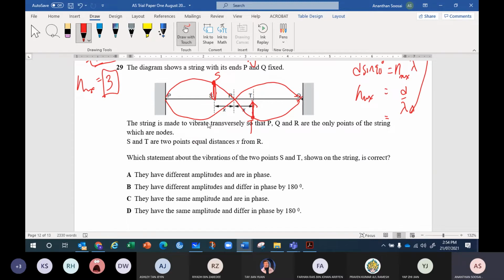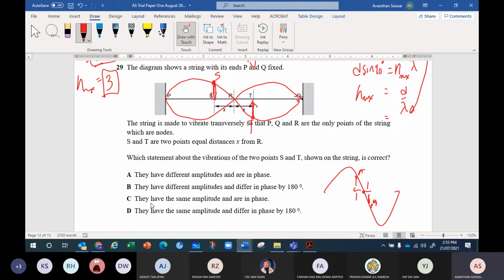Okay, so which answer is going to be it? They have different amplitude? No, they have the same amplitude, because they are the same distance away from the node on both sides. If there is a particle A and a particle B at the same distance from the node, then particles A and B have the same amplitude. So different amplitude is not the answer.